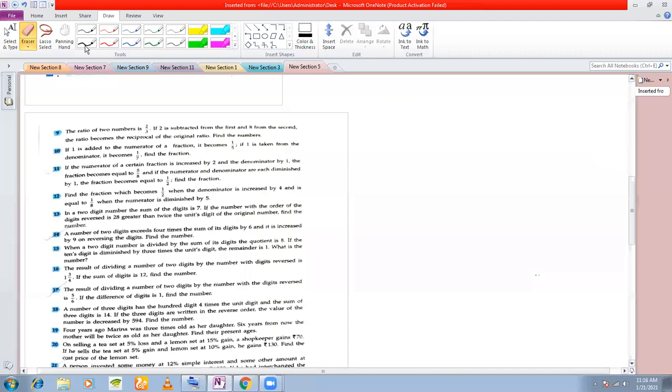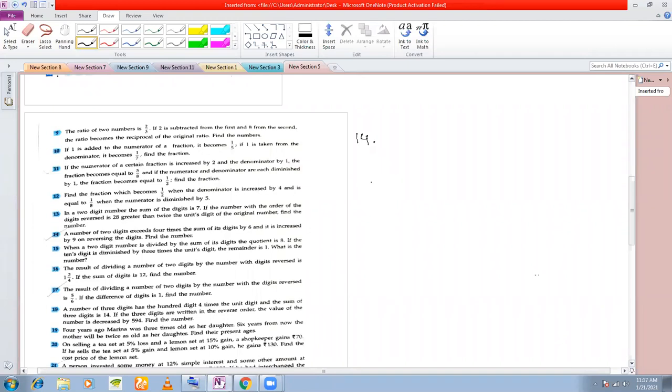So now we are going to solve question number 14. The question here is: a number of 2 digits exceeds, means is more than, 4 times the sum of its digits by 6. That means the number is greater than 4 times the sum of its digits by 6.